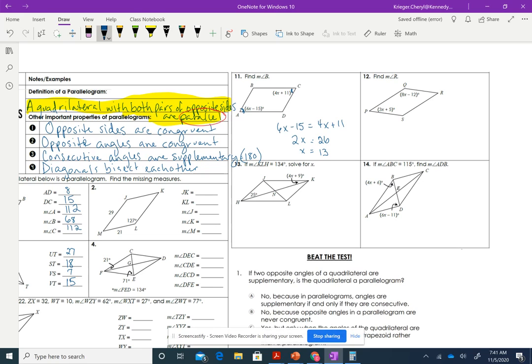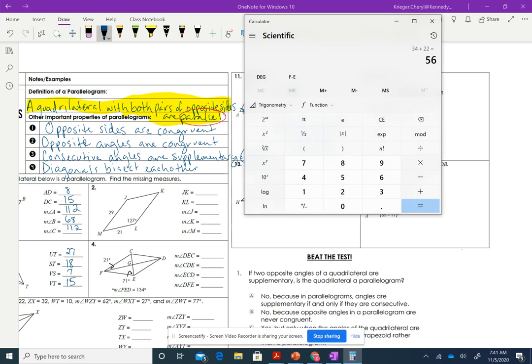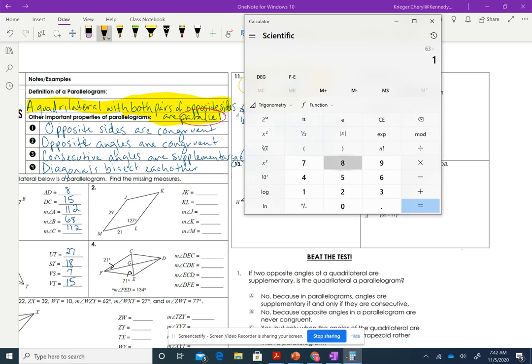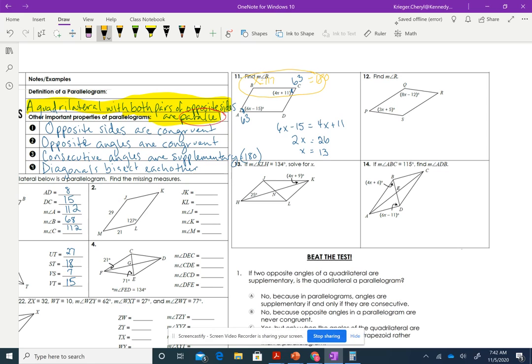All right, so I'll plug 13 into 4x plus 11. 4 times 13 plus 11 to get 63. Okay, so these angles, A and C, are both 63. Okay, and then we also know that with property number 3, consecutive angles are supplementary. So consecutive means one after the next. So B plus C equals 180. So what would angle B be? So I will say 180 minus 63 is 117. So angle B equals 117 degrees.